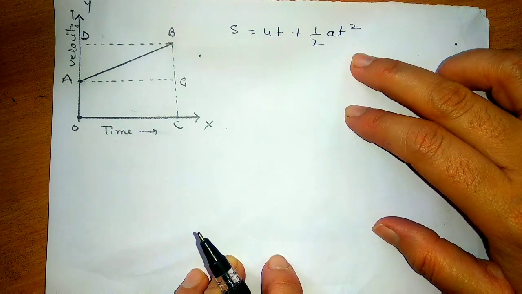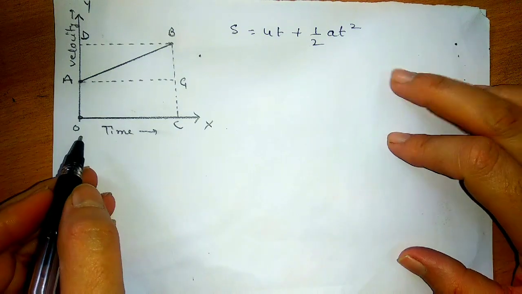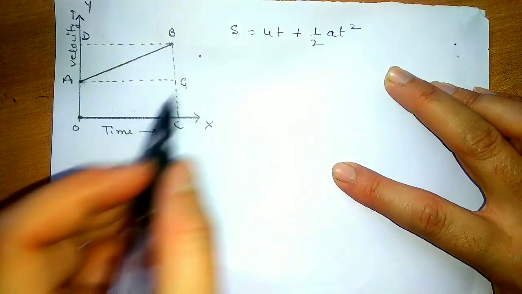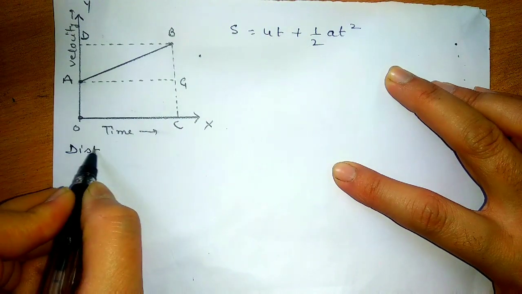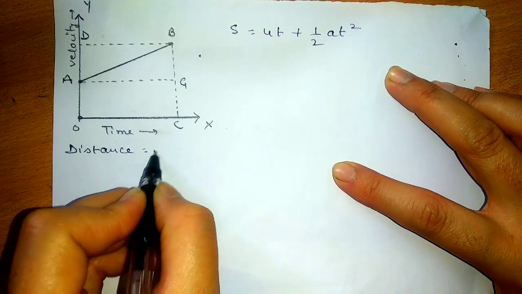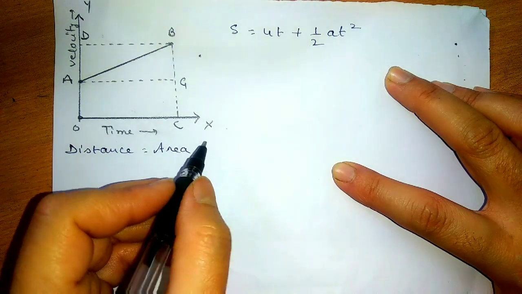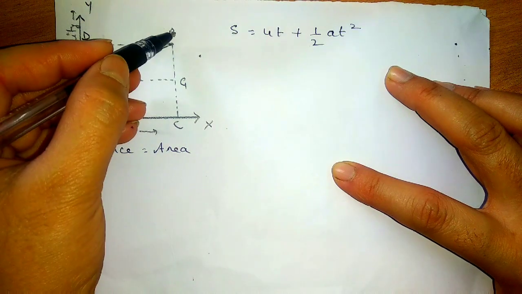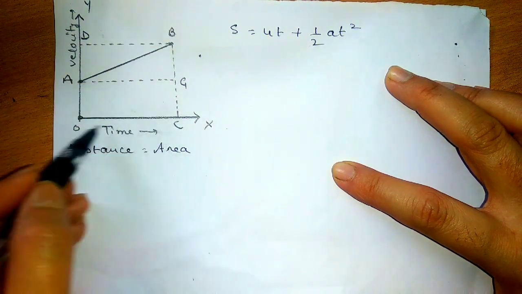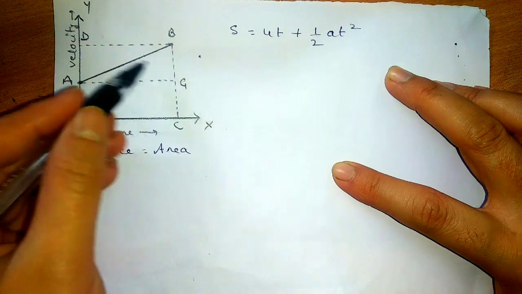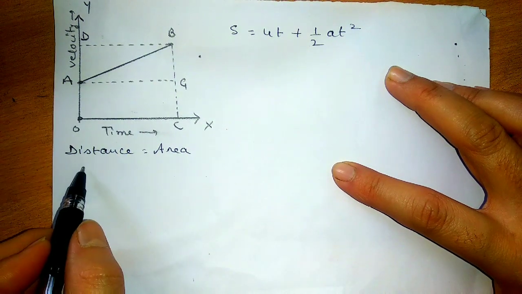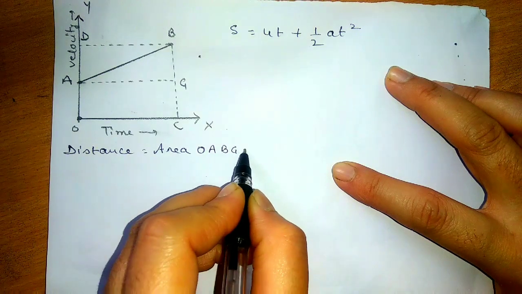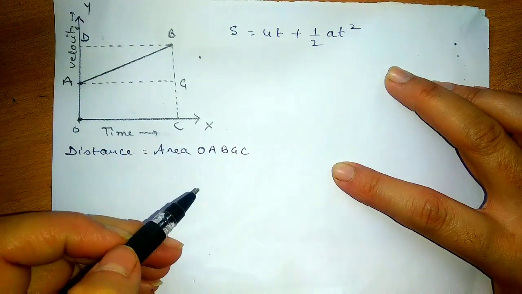So how to calculate this? First we'll discuss the distance, as I need to define the distance. So distance traveled is equal to the area of this OABGC. So the area enclosed in this trapezium gives us the distance traveled. So we'll take A, O, A, B, G and C, or you can directly write BC.